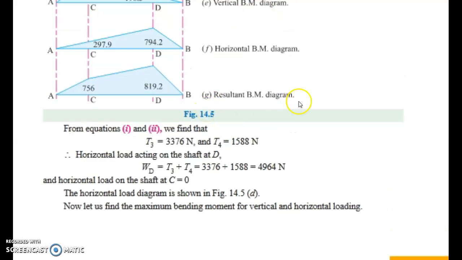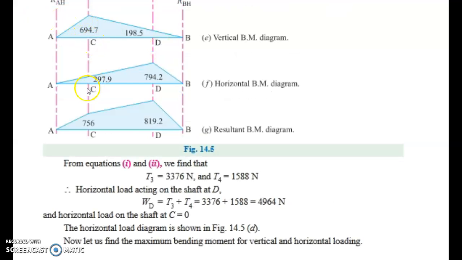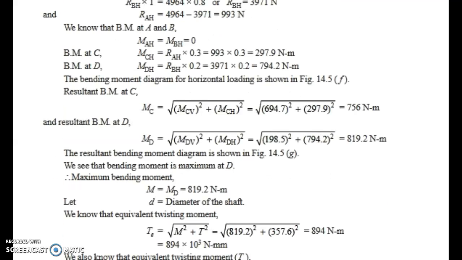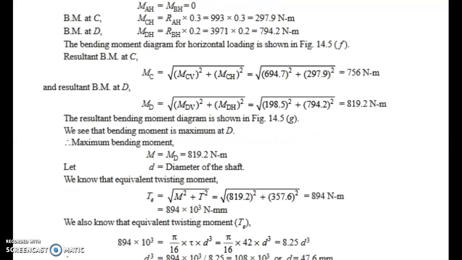We can take the resultant bending moment at point C using these above two values, that is the vertical bending moment at point C and horizontal bending moment at point C. If we combine these two values, we will get at point C that the bending moment is equal to 756. Similarly, at point D, we will get 819.2. Thus, we have two bending moments, 756 and 819. Now, which one is greater? The greater value is at point D, that is equal to 819.2. We can find the diameter of the shaft using this bending moment, because that is the maximum value.